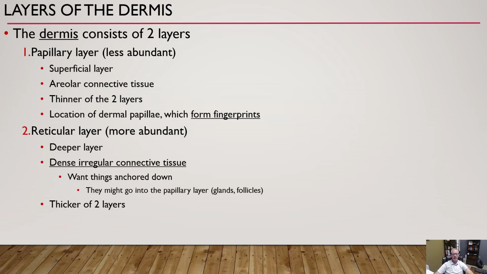But the papillary layer is going to be very superficial, has areolar connective tissue. That's where we're going to find that dermal papillae, and that's where we're going to see our fingerprints. That reticular layer is going to be more abundant. It's very deep. We're going to see that dense irregular connective tissue. It's going to be more thick.